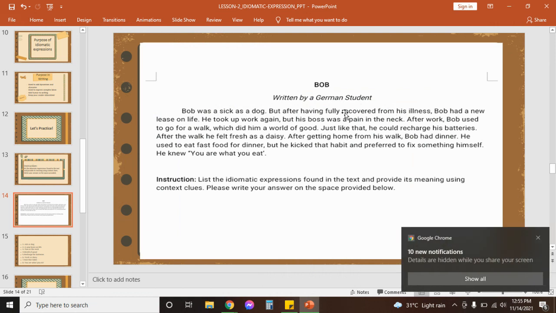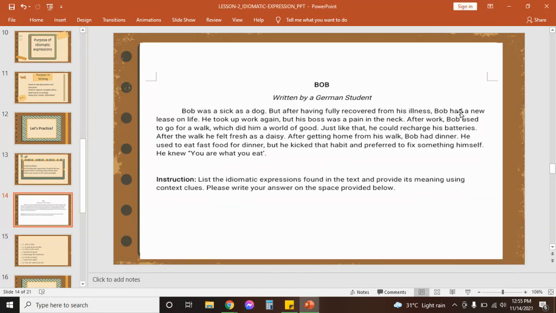Okay, in sentence number two, the idiomatic expression is a new lease on life. So, the meaning of a new lease on life is Bob has a chance to continue living and become successful because he recovered from his illness. Okay? Am I still audible?